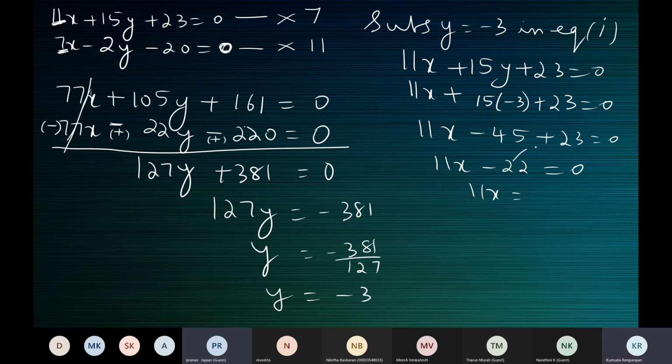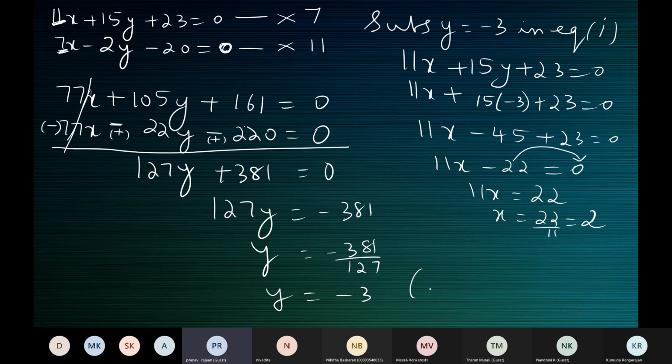Minus 22 will become plus 22 when it goes to the other side. Now 22 divided by 11, ma'am. It is equal to 2. Correct, so 22 by 11, which is 2, correct? Yes, ma'am. So what's the solution set?